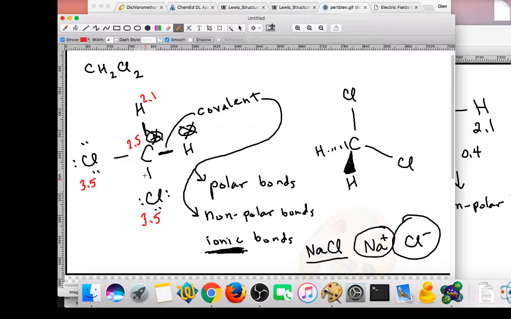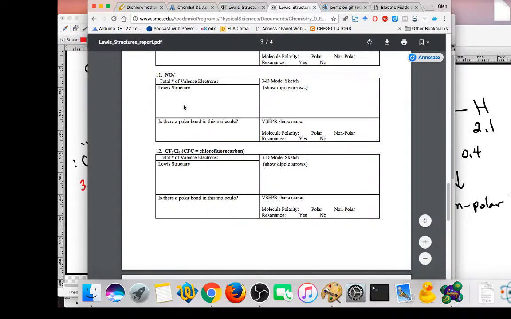So the difference here is 1. And the difference here is 1. So this is a polar bond. I'm circling it. And this is also a polar bond. I'm circling it. Okay? So I'd like you to do that too. When you draw your structure, I want you to circle the polar bonds. And I want you to say yes, that there are polar bonds, or no, there are no polar bonds if you didn't circle any.